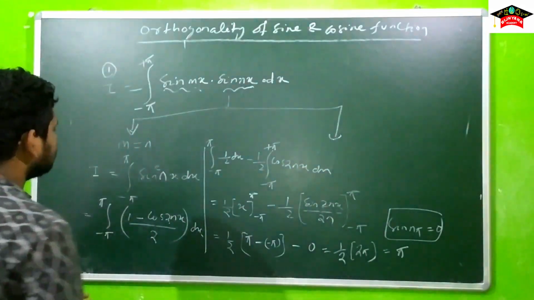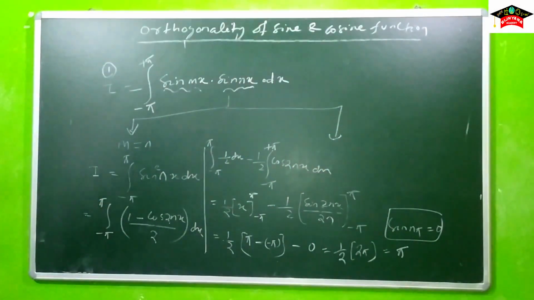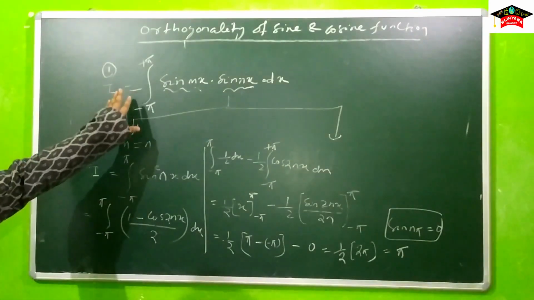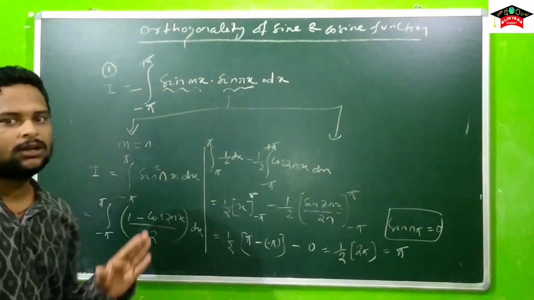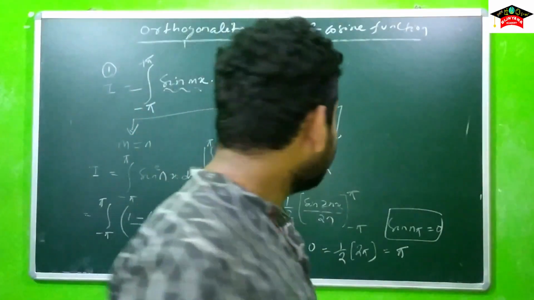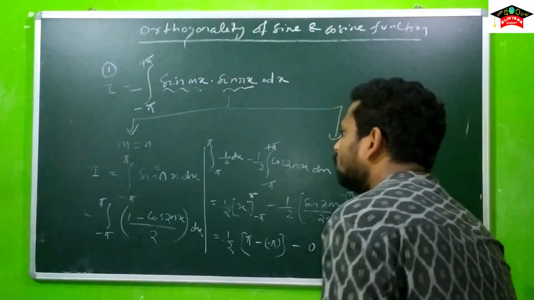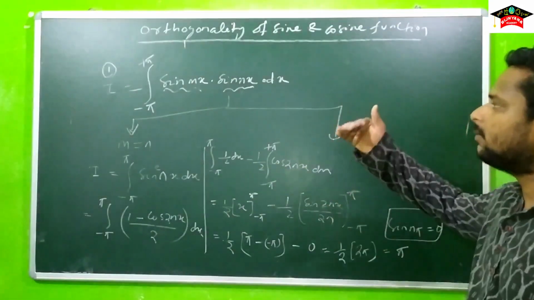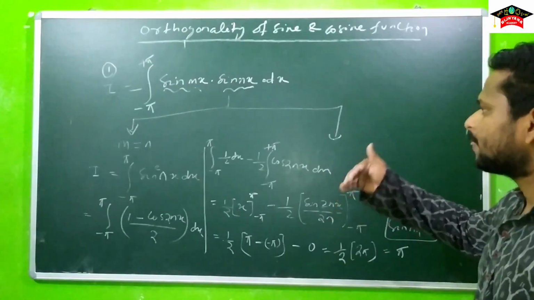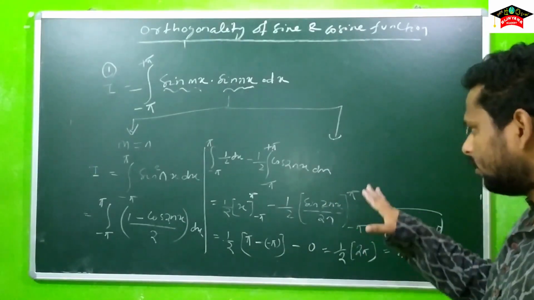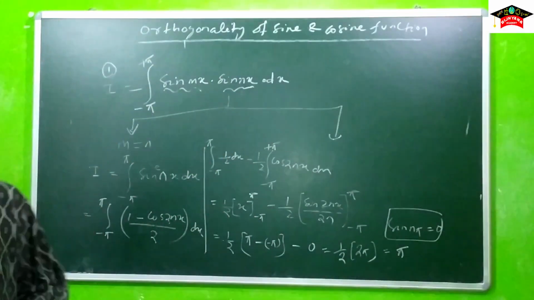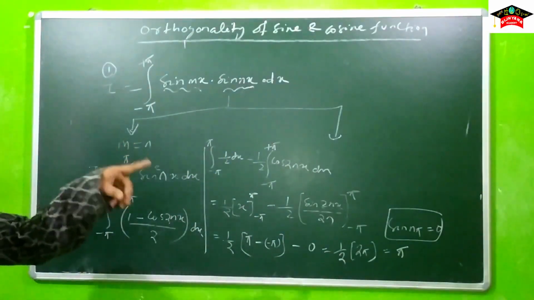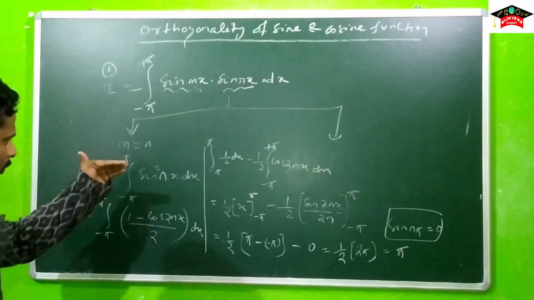So the first section integration has a value of pi. That means when m equal to n, the integration does not vanish. When m equal to n, the integration has a certain value, that is pi. Next we will see what will be the value of the integration if you take m not equal to n. So you can take a note of that, and I will erase all the things and again integrate for m not equal to n. So you note it down.